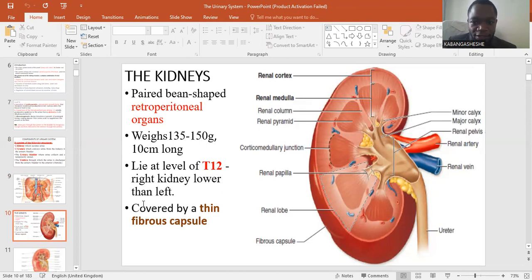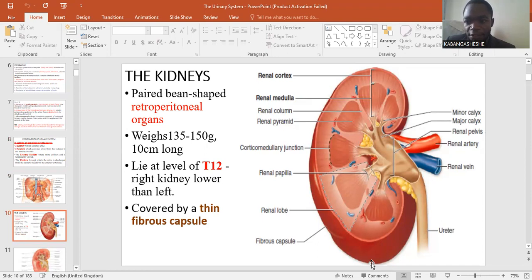In terms of weight, it's quite a sizable organ, weighing about 135 to 150 grams. In terms of length, roughly 10 centimeters long. That is from the superior pole here up to the inferior pole down there. Now, the most accurate description, especially when it comes to length of the kidney, is to consider the position in which the kidneys will be found relating to the spine. So we know that the spine is a vertebral bone at the back there that makes us have the ability to stand erect as human beings.